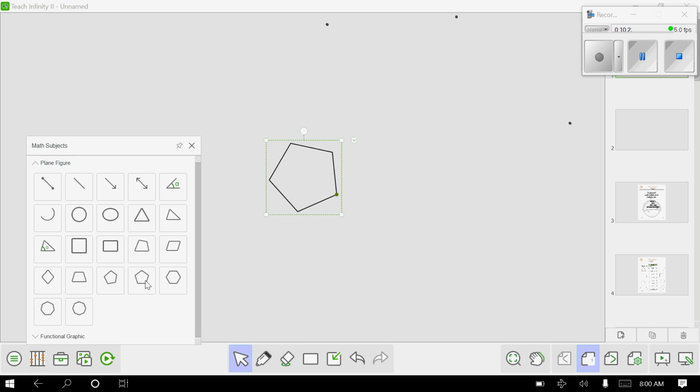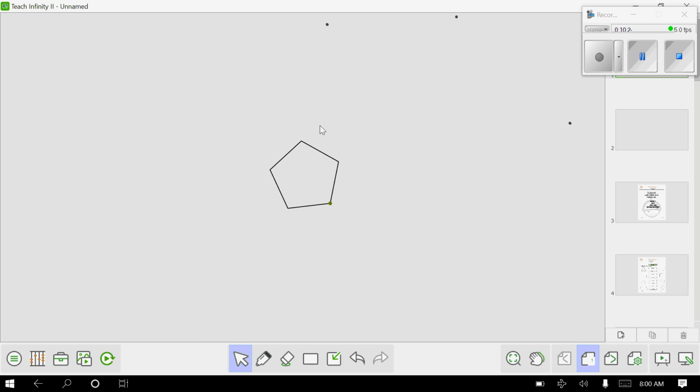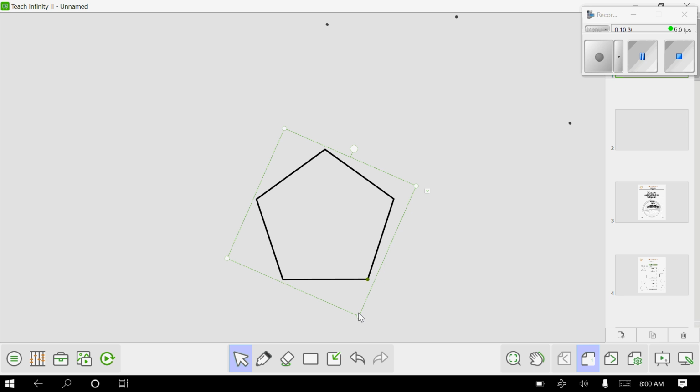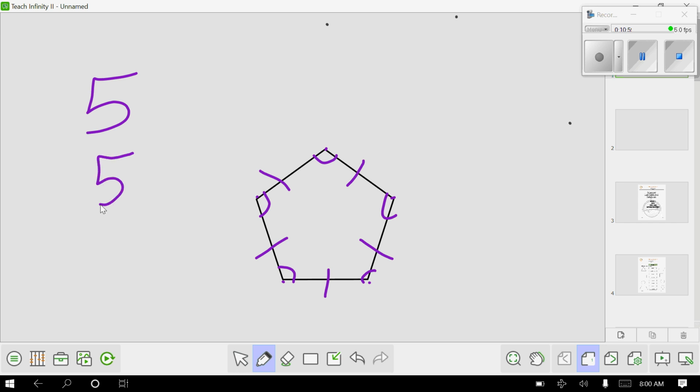Yes, this shape, we call it pentagon. Say with me, pentagon. In a pentagon, I have 5 sides and 5 vertices. And yes, and what? 5 angles. So again, the pentagon has 5 sides, 5 vertices, and 5 angles.